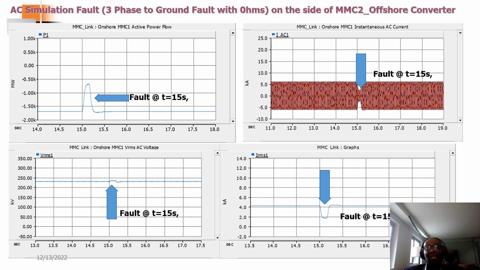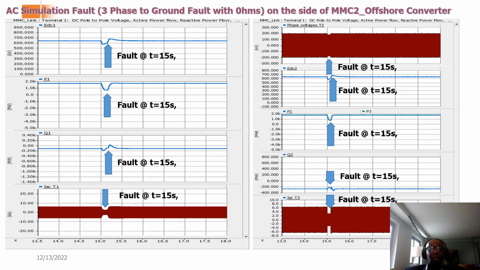Now let's talk about faults on the MMC2 side. Similarly, for a three-phase to ground fault, active power and instantaneous current dip and recover. RMS voltage recovers, and RMS current also dips and recovers. For the MMC link, these parameters show a slight perturbation and dip, and then it recovers.